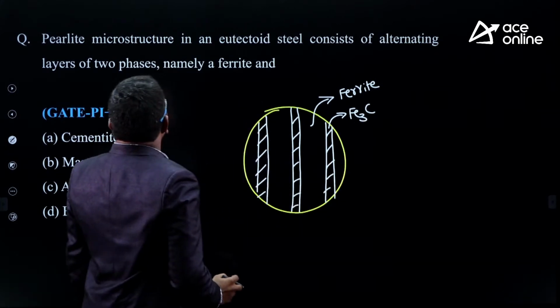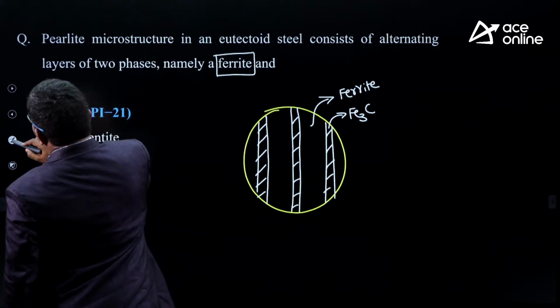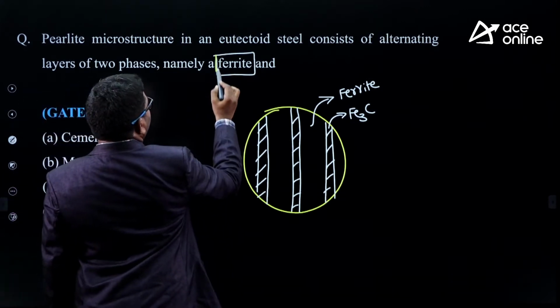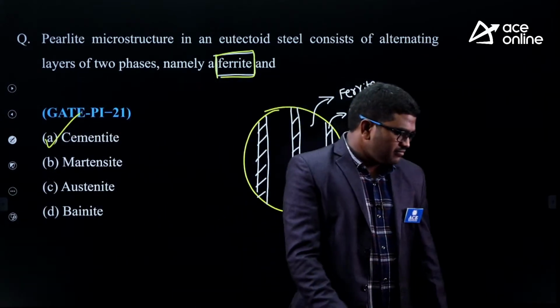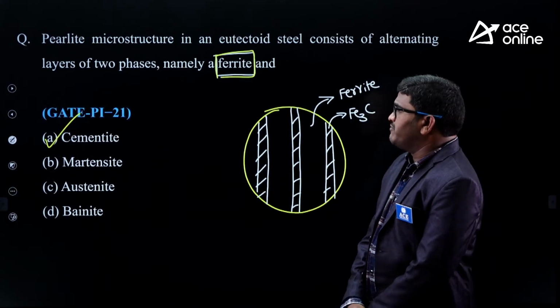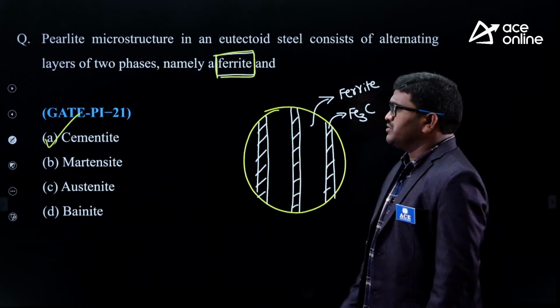So, in the question, two phases are mentioned. One is given in the question, ferrite, and what is the second phase? That second phase is cementite. So, the correct answer for this question is A.